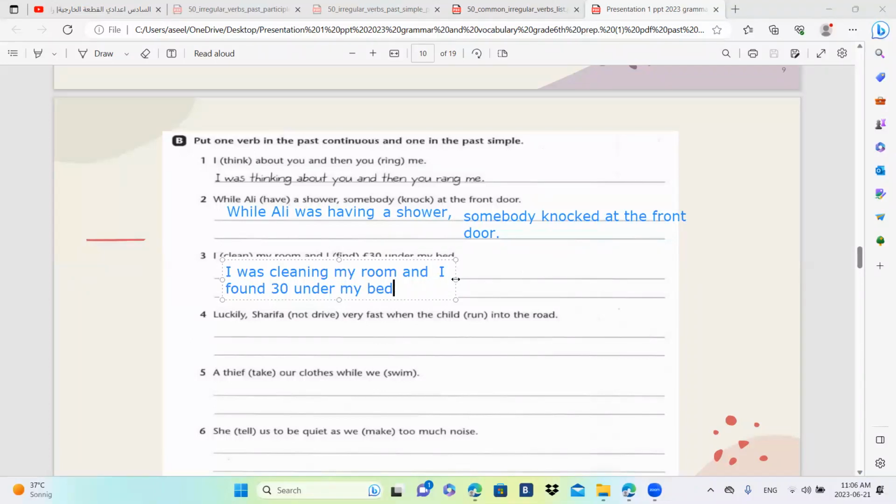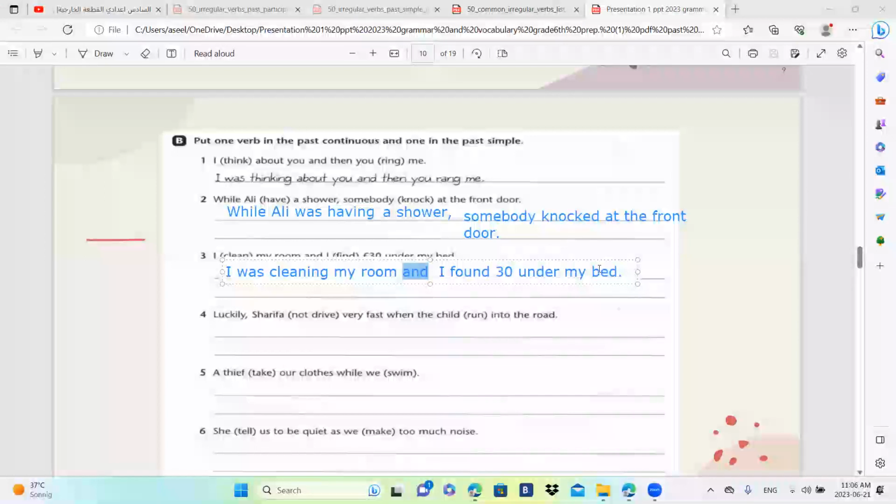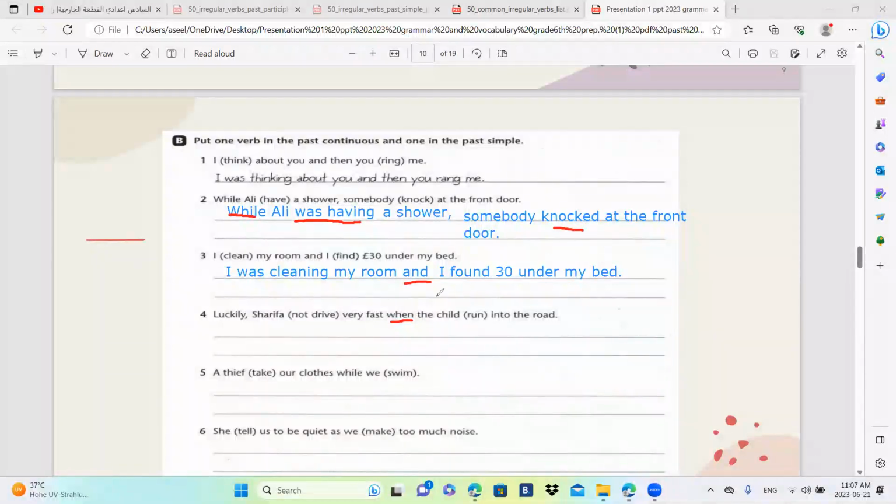This action came and broke my previous action, which was continuing, and stopped it. So this is the long action, which had been broken with the short action, by finding. I found 30 pounds under my bed, writing "and" to show past simple tense; before it, it is past continuous. Next: Luckily, Sharifa not to drive very fast when the child ran into the road. I want you to think about it. As I explained, if we have the word "when" and "while", with "while" we use past continuous, and the second part should be past simple tense. With "and", it should be past simple tense, and before it past continuous. With "when", with it should be "ran", past simple tense, and before it should be past continuous.